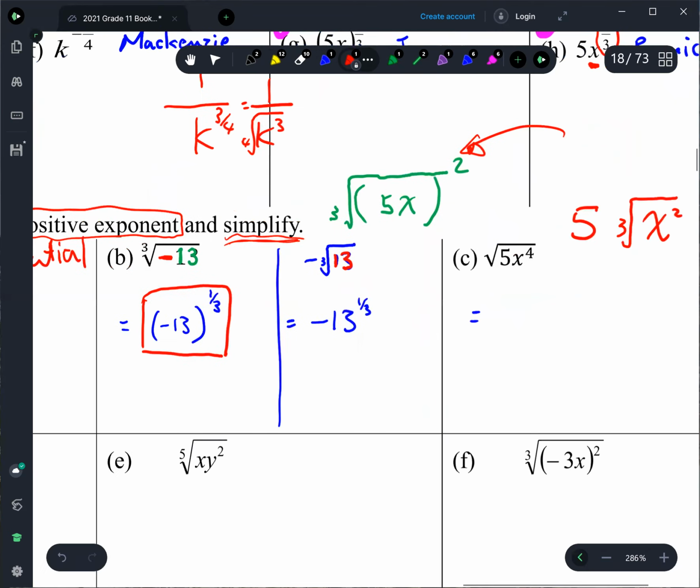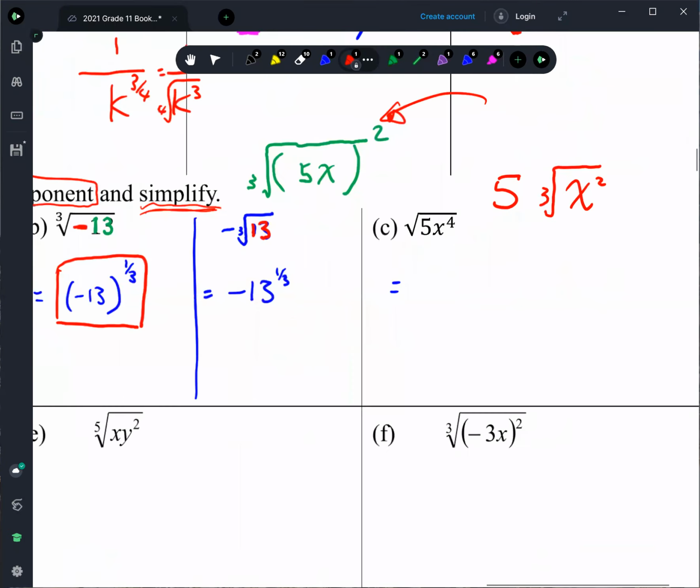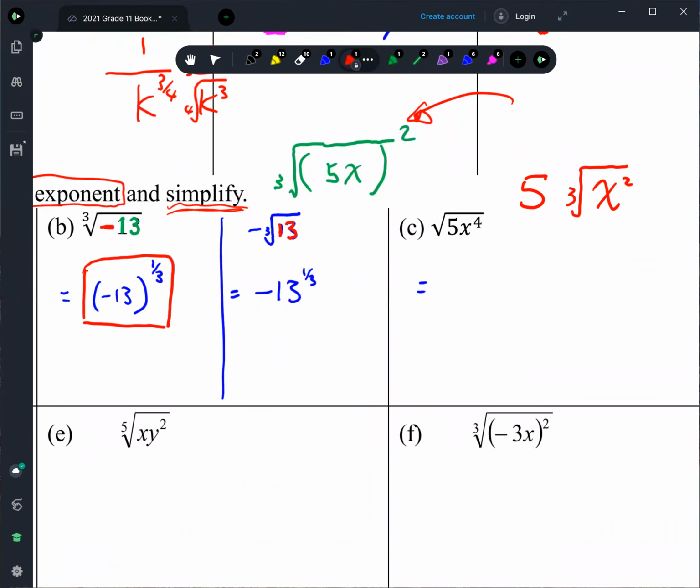So for question C, what do you think? Do you need a bracket? I cannot hear you, Aaron. Yes, you need a bracket. Okay, how many things are inside? There are 3 things. Which three? The 5, the x and the power of 4.